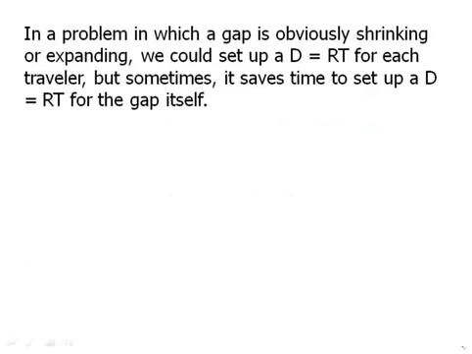Okay, here's the big idea. In a problem in which a gap is obviously shrinking or expanding, we could set up a d equals rt for each traveler, but often it saves time to set up a d equals rt for the gap itself. Often just setting up that one d equals rt for the gap itself is enough to give us enough information that we can solve the question.